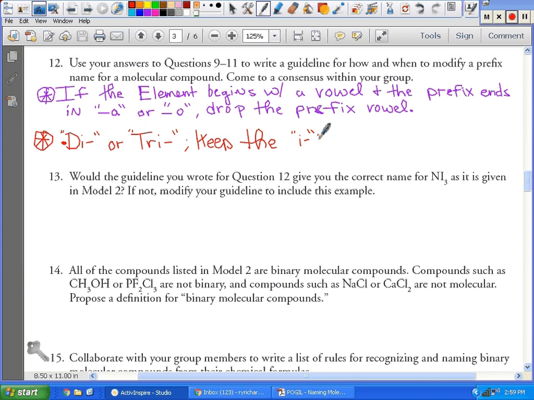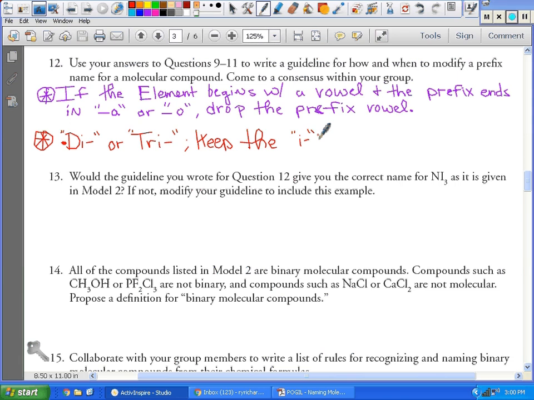And again, we've said it, and I can assure you that someone's going to mess this up. So if the element begins with a vowel and the prefix ends in A or O, drop the prefix vowel. If you have di or tri, keep the I. So hopefully by this point you know exactly what to do. So let's look at number 13.